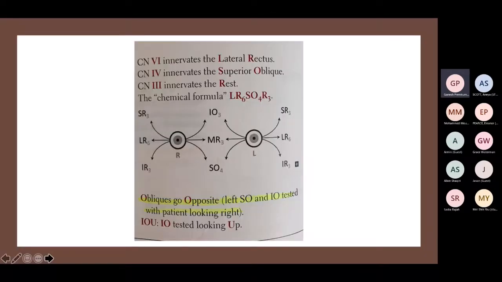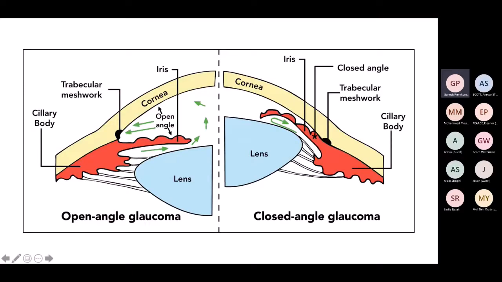So the ciliary body, you can see an open angle where the arrows are. So it gets produced in this posterior chamber. It flows happily over to the anterior chamber and gets drained away in the trabecular meshwork.